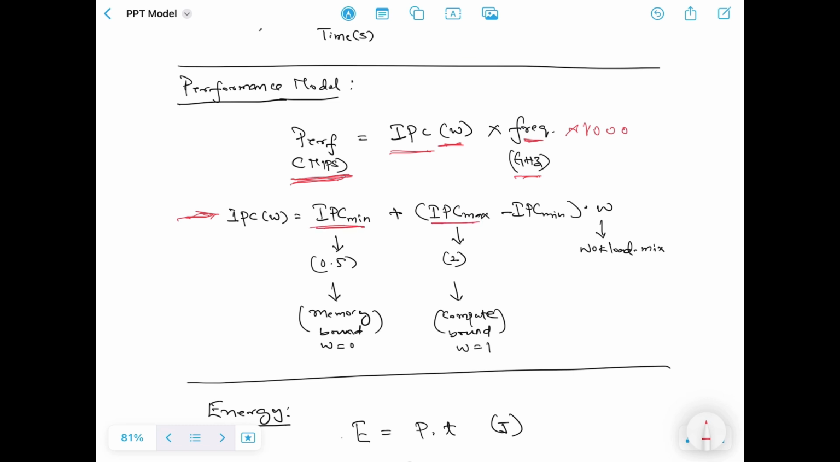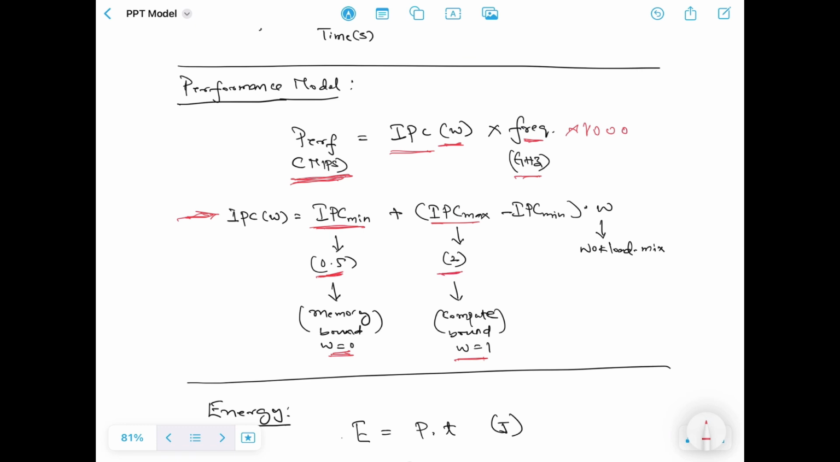IPC min has a value of 0.5, which we get if W is equal to 0, which we defined earlier. This means that we are executing one instruction in 2 clock cycles. And IPC max is set to a value of 2. This is more for the compute case. This means it's executing 2 instructions in 1 clock cycle.